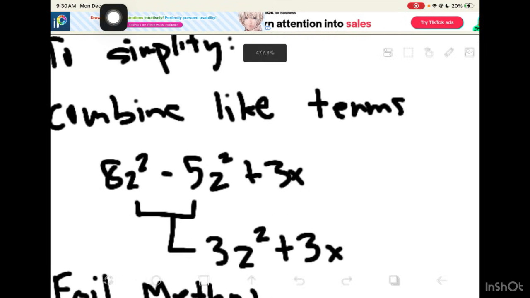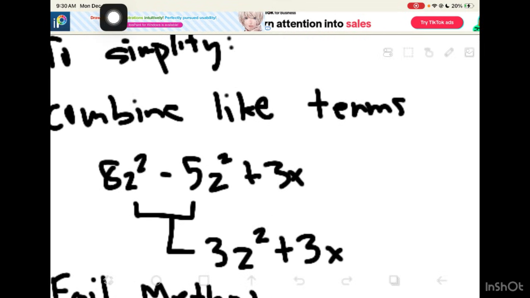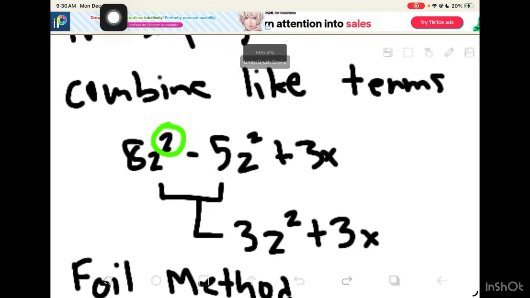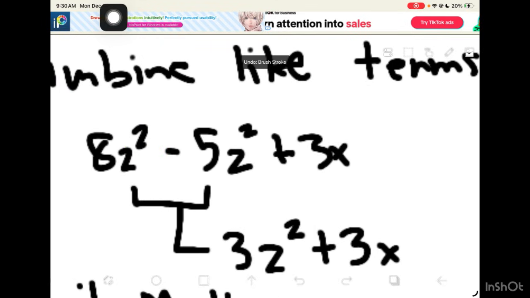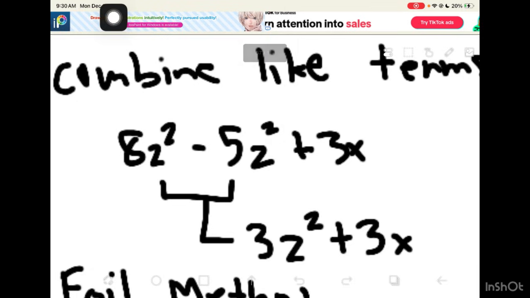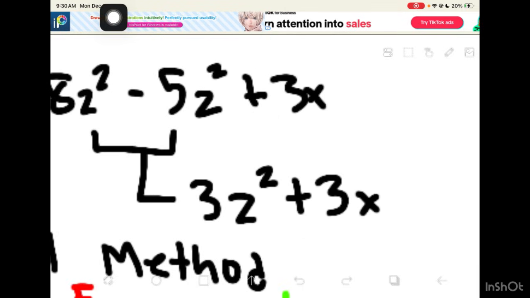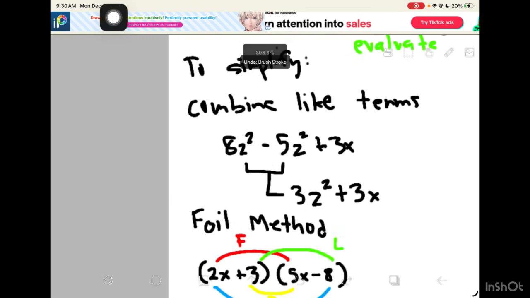To simplify some polynomials, we combine the like terms. For like terms, you have to ensure that the letter is the same, and then we also have the exact same exponent. So in this case it's z, in this case it's z squared. So 8z squared minus 5z squared is just 3z squared, and then we just add the other term, plus 3x.